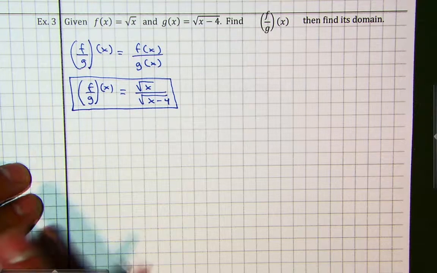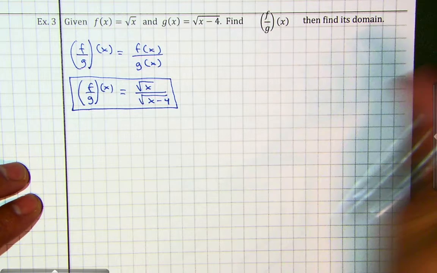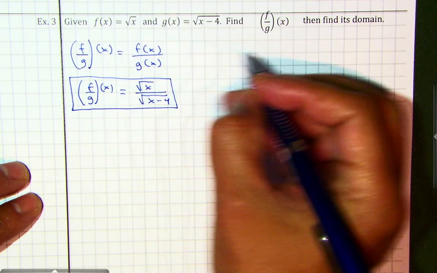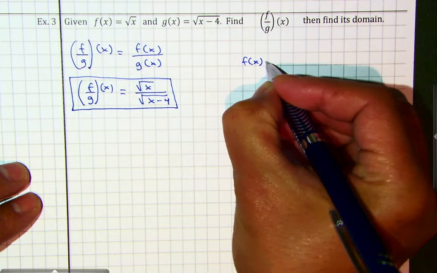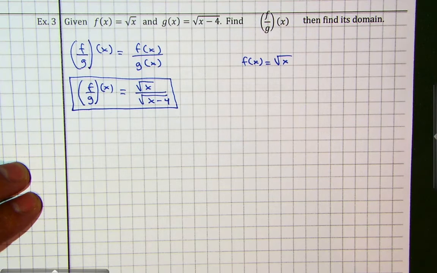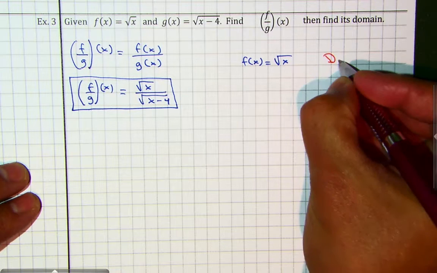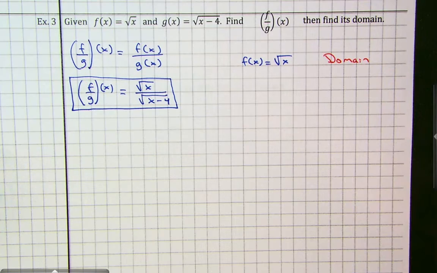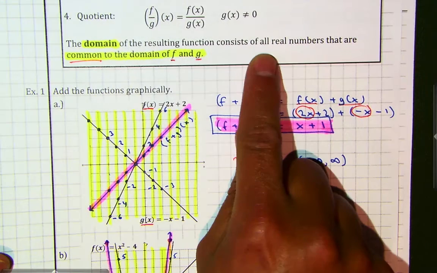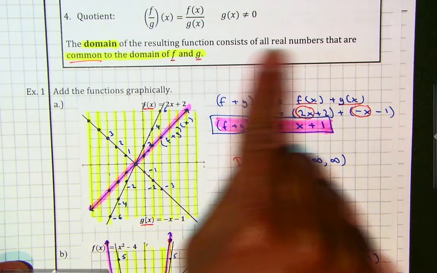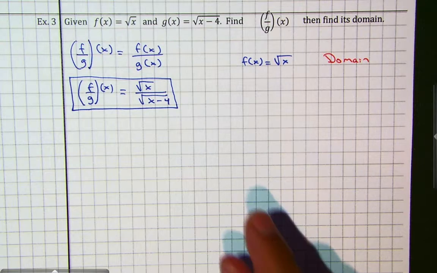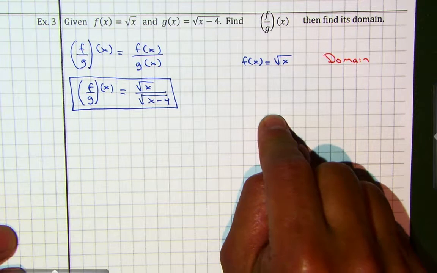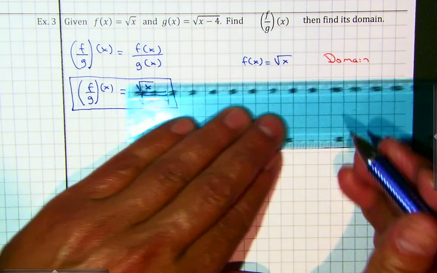And now I need to be able to find the domain. So let's go and look at f of x. If we look at f of x, which is equal to the square root of x, what is the domain? Because according to our definition, the domain of the resulting function consists of all real numbers that are common to the domain of f and g of x. So I need to find the domain of each one and see what's common between both of them. Let me just do a quick number line.